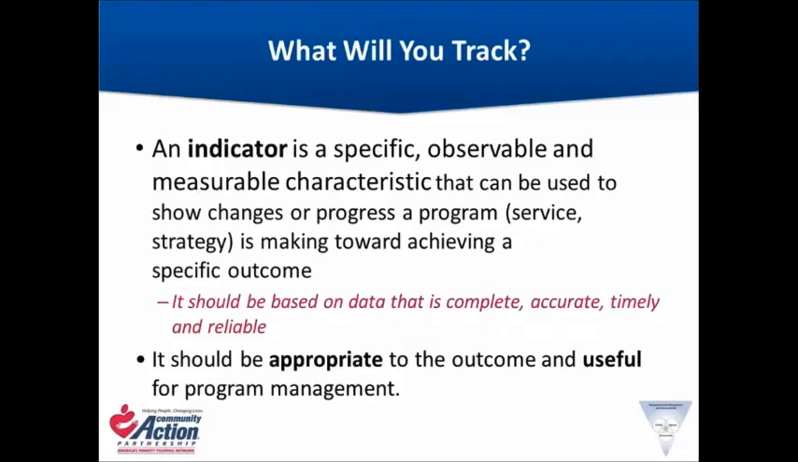An indicator is a specific, observable, and measurable characteristic that can be used to show changes or progress of a program. It's the service strategy making progress toward achieving a specific outcome. It should be based on data that is complete, accurate, timely, and reliable. It should be appropriate to the outcomes and useful for program management.